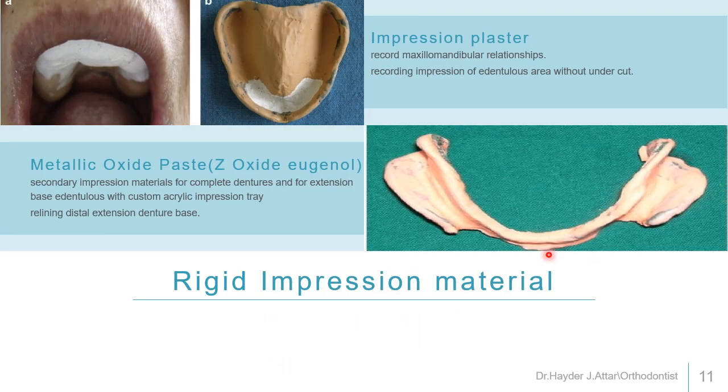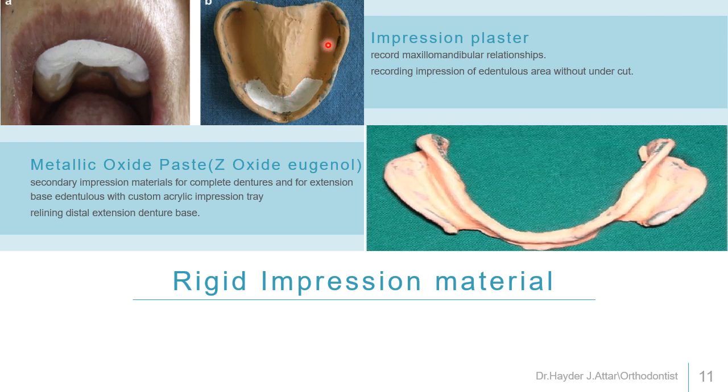The types of impression material can be classified into many types. One of them is the rigid impression material. The rigid impression materials include the impression plaster, which is a type of plaster of Paris used in recording or making impressions for the free end extension or in completely edentulous patients.